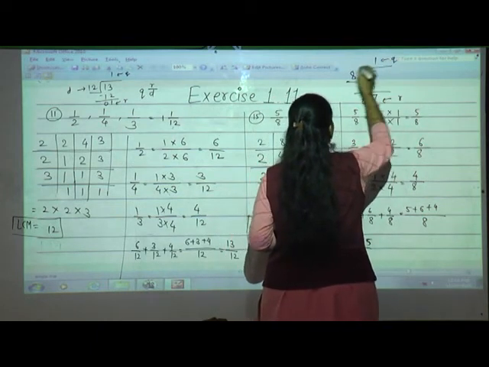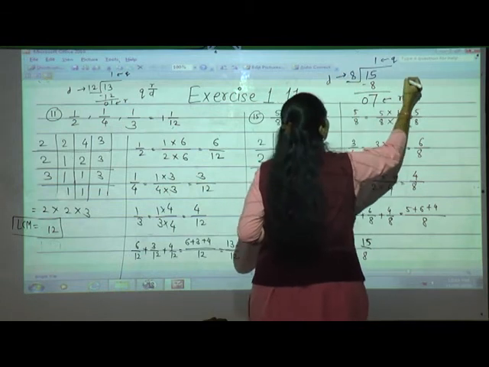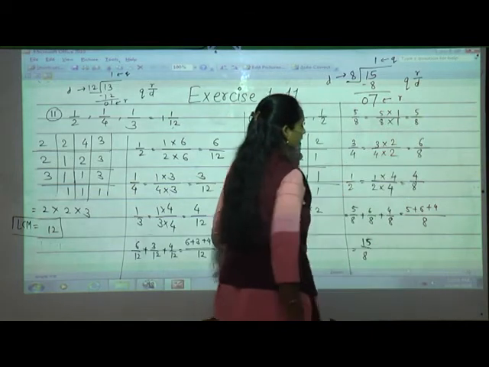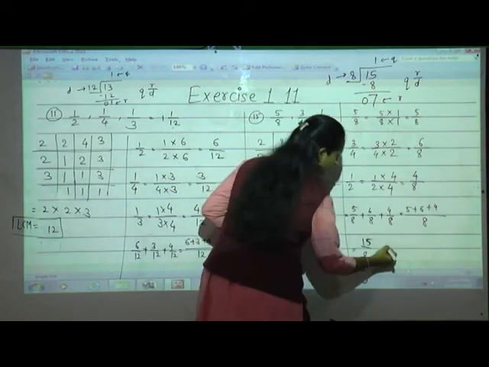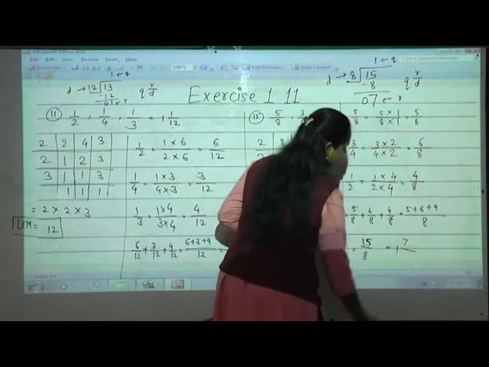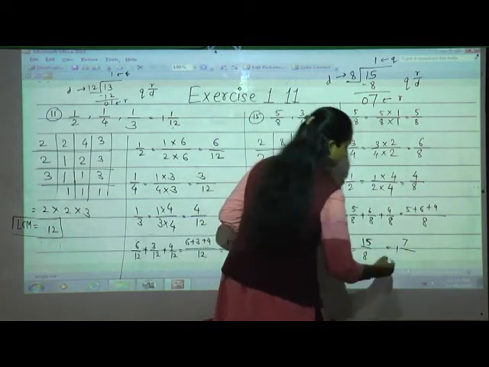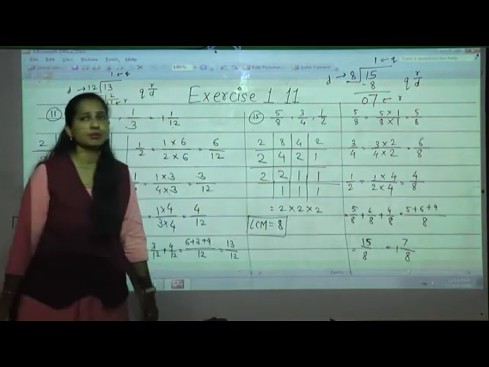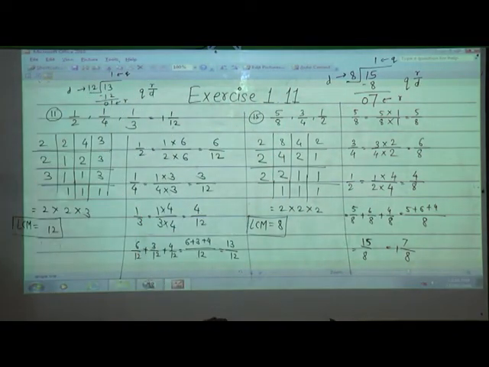This is quotient. This is denominator. So write quotient, remainder upon denominator. What is quotient? 1. So write here 1. The remainder is 7. Write in the place of numerator, and the denominator is 8. See, in this way you have to solve. Clear? Is that clear? Yes.